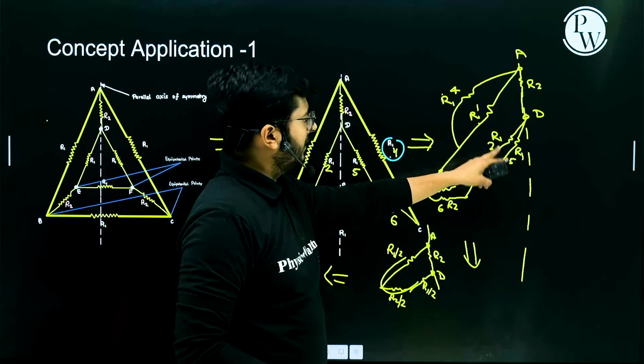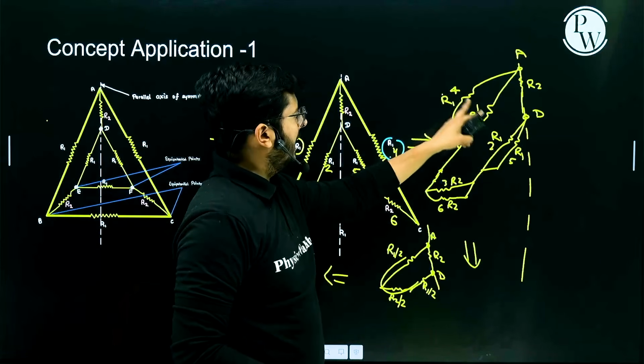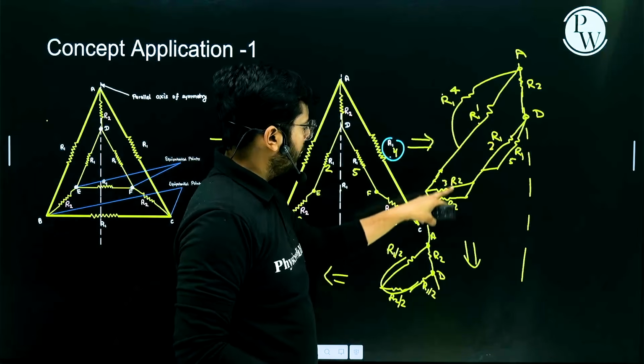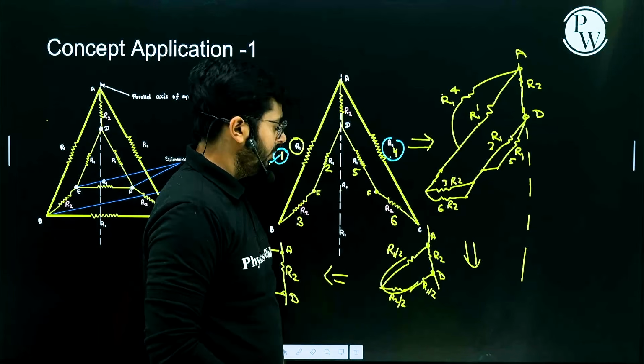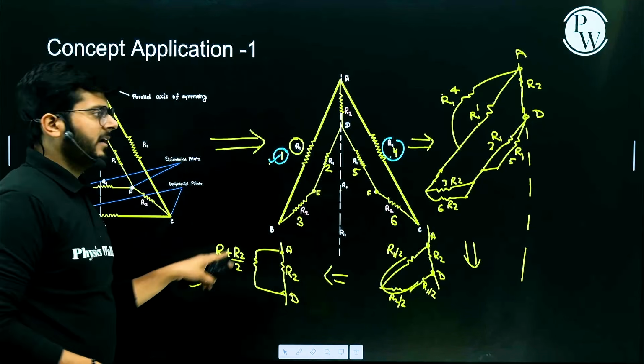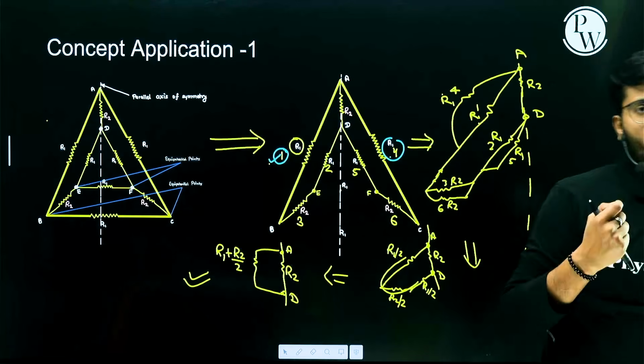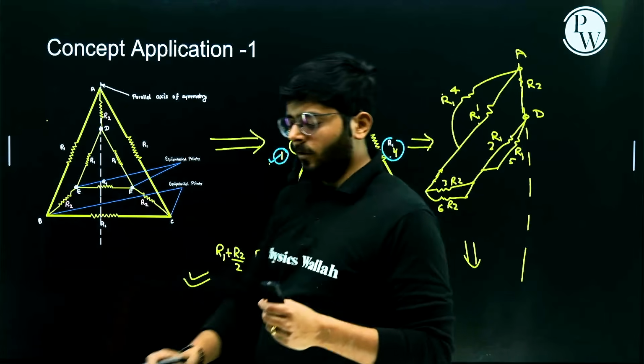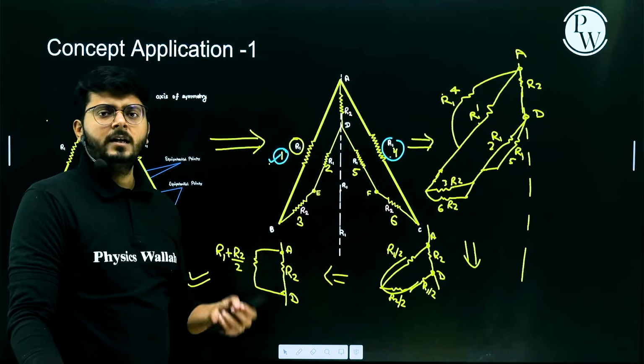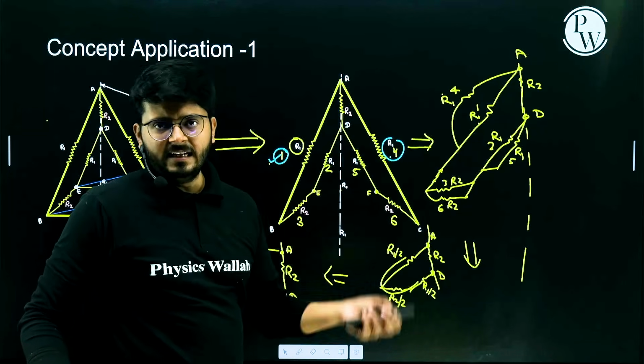Solve it. R1 and R1 are in parallel, so R1 by 2, R1 by 2, and R2 in parallel, R2 by 2. So this is going to be the next case, right? So this is the next circuit, and you can further solve it. So simply by observing one thing and one thing only, that is simply by looking for the axis of symmetry, you have solved this kind of circuit very, very easily, right?